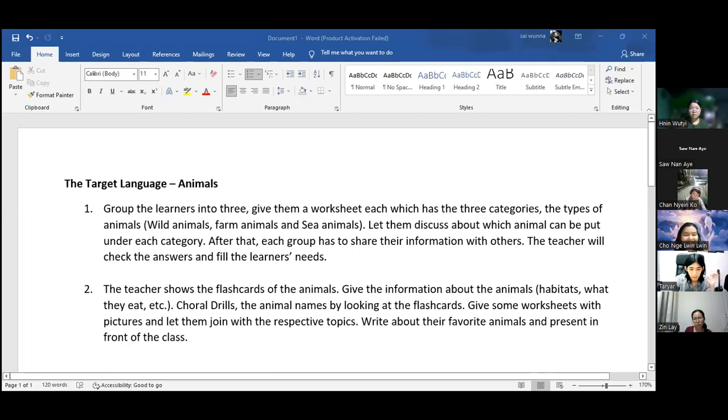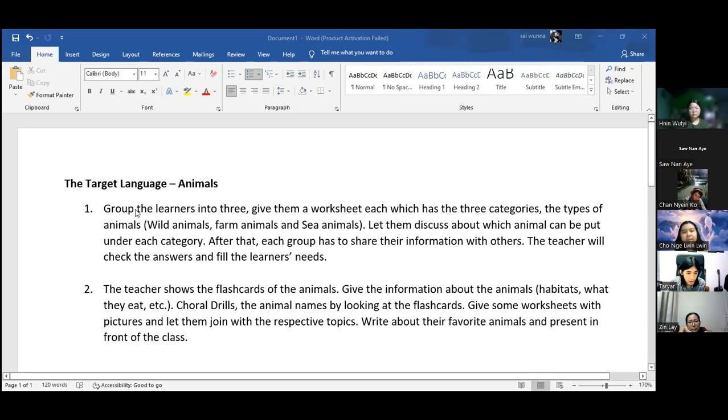Great. Okay, we have prepared two activities. The target language is about animals. The first one is to group the learners into 3 and give each a worksheet with 3 categories of animals: wild animals, farm animals, and sea animals. Let them discuss which animal can be put under each category. After that, each group shares their information with others. The teacher will check the answers and address the learners' needs after the class.